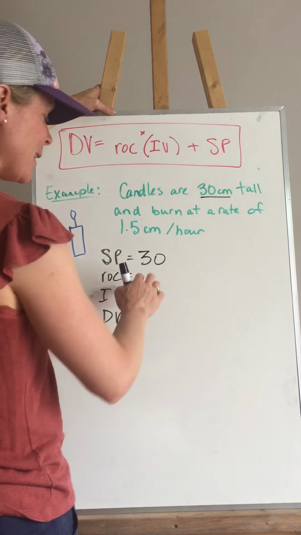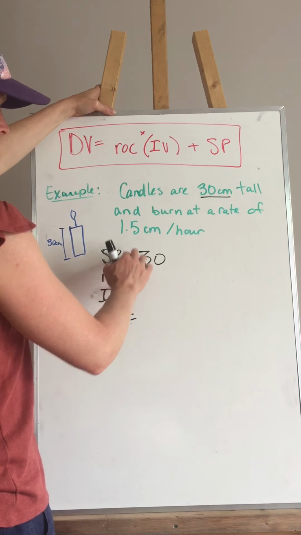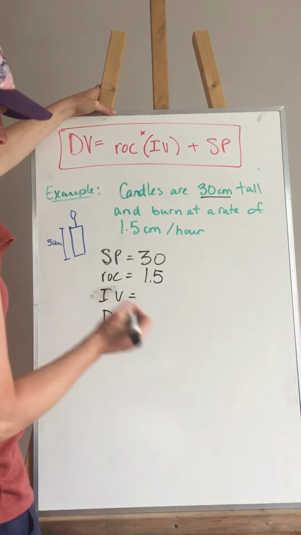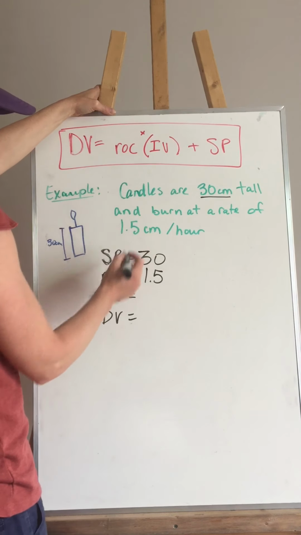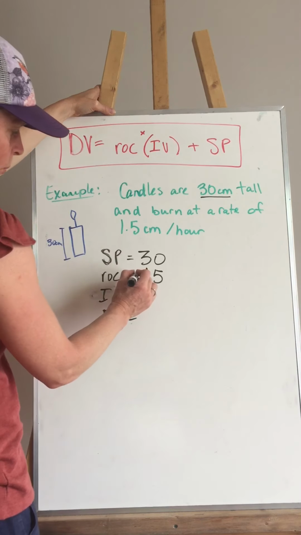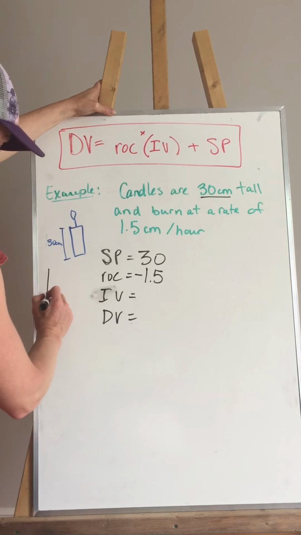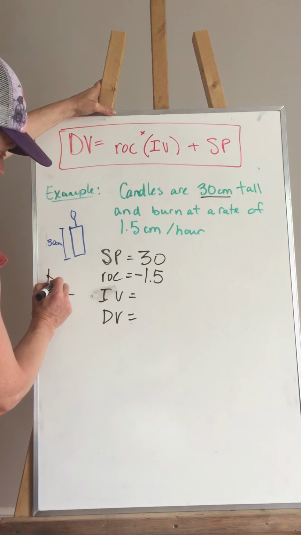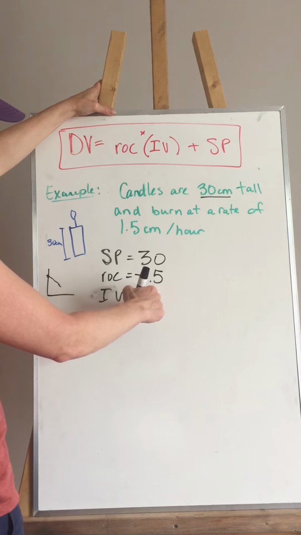You've probably already said in your head, oh, that must be partial variation. The rate of change is 1.5 centimeters per hour. So I write 1.5. Now be careful here, because this candle is not getting bigger at 1.5 centimeters, it's getting smaller. So I'm going to put a negative sign. If you were to graph this, it would start at 30, and it should be going down at a rate of negative 1.5 centimeters an hour.